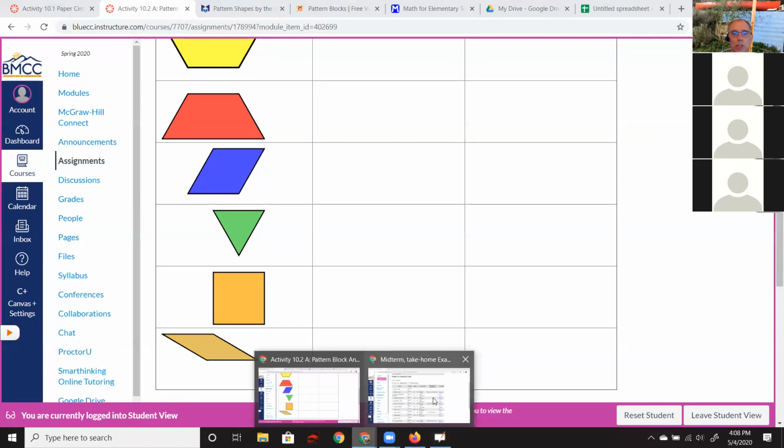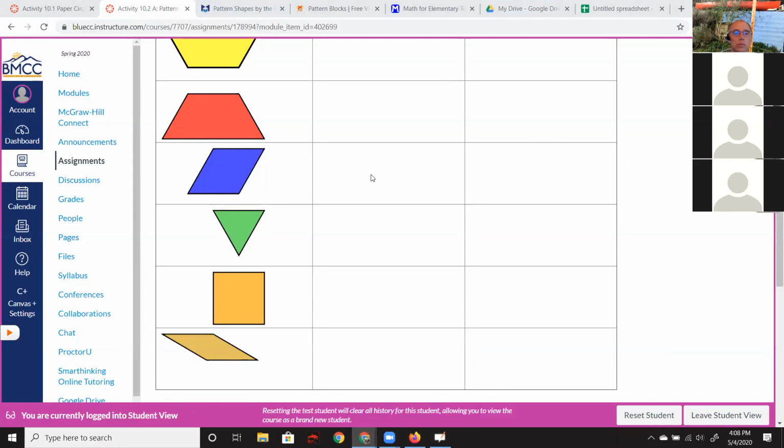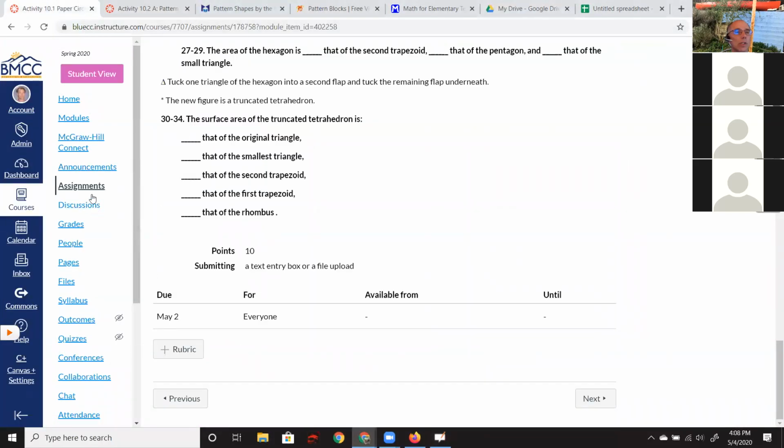Do I have that other screen here still? Oh, nope, not there. Where did that sucker go? Home.